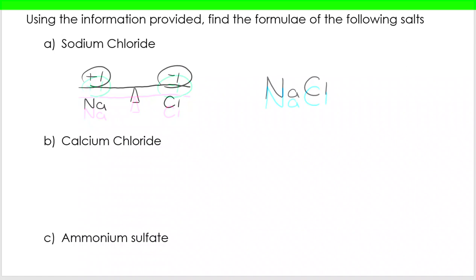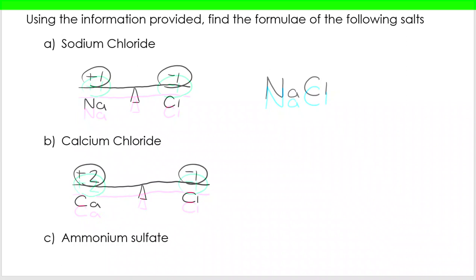Let's look at a different one. Let's look at calcium chloride. Draw out my seesaw again. Positive left, negative right. Here, calcium is +2. Chloride is only -1. If I'm going to balance this seesaw, I need another -1 on the right. That means I've got 1 calcium and 2 chlorines. That means that calcium chloride is CaCl2.